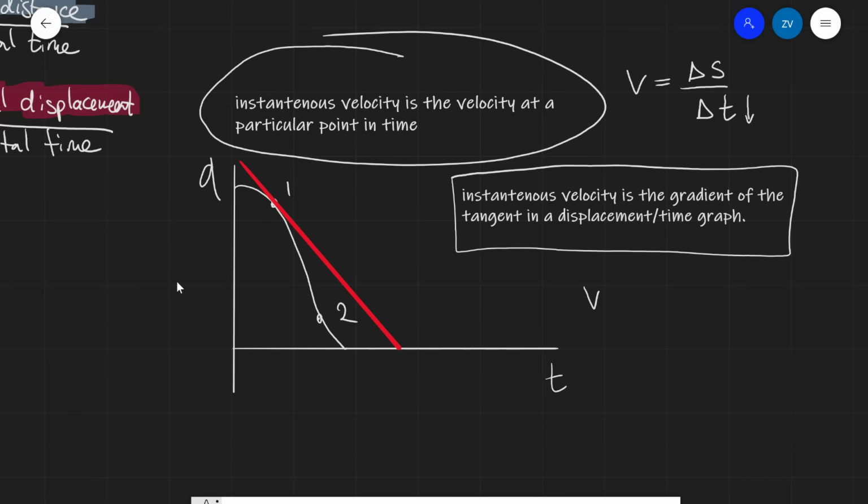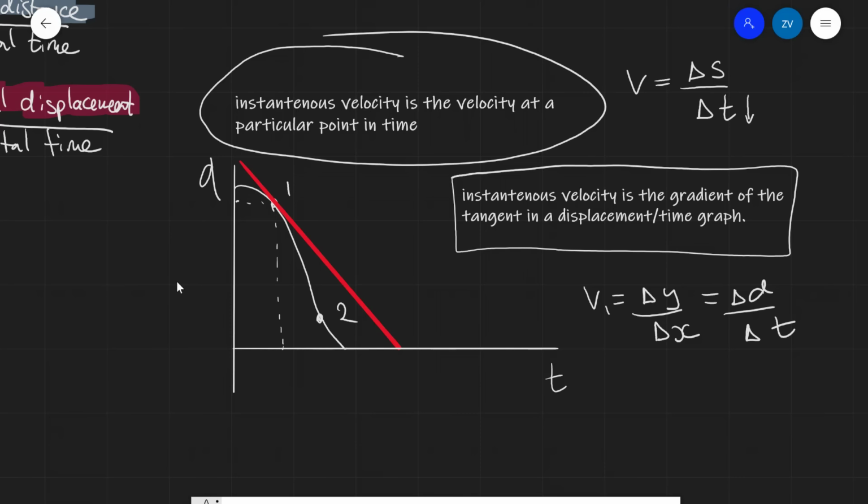So v, in this case, let's call it at point 1, will be equal to delta y over delta x, where delta y, of course, will be the change in the y coordinate, and delta x will be the change in the x coordinate. So that will just be delta d divided by delta t.